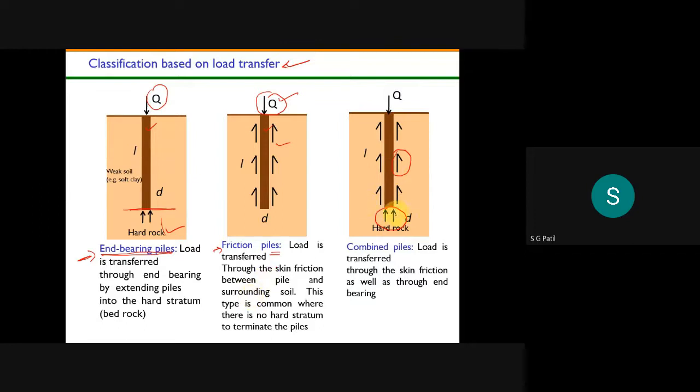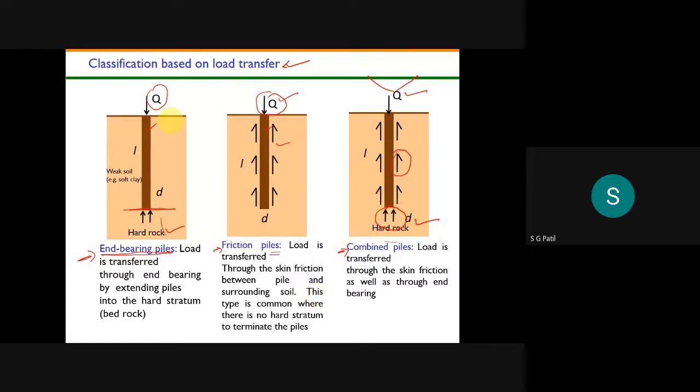Those kinds of piles are called combined piles. This Q is carried partly by the frictional force and partly by the end bearing. So this Q is shared by two components, the frictional resistance and the end bearing. Those kinds of piles are called combined piles.